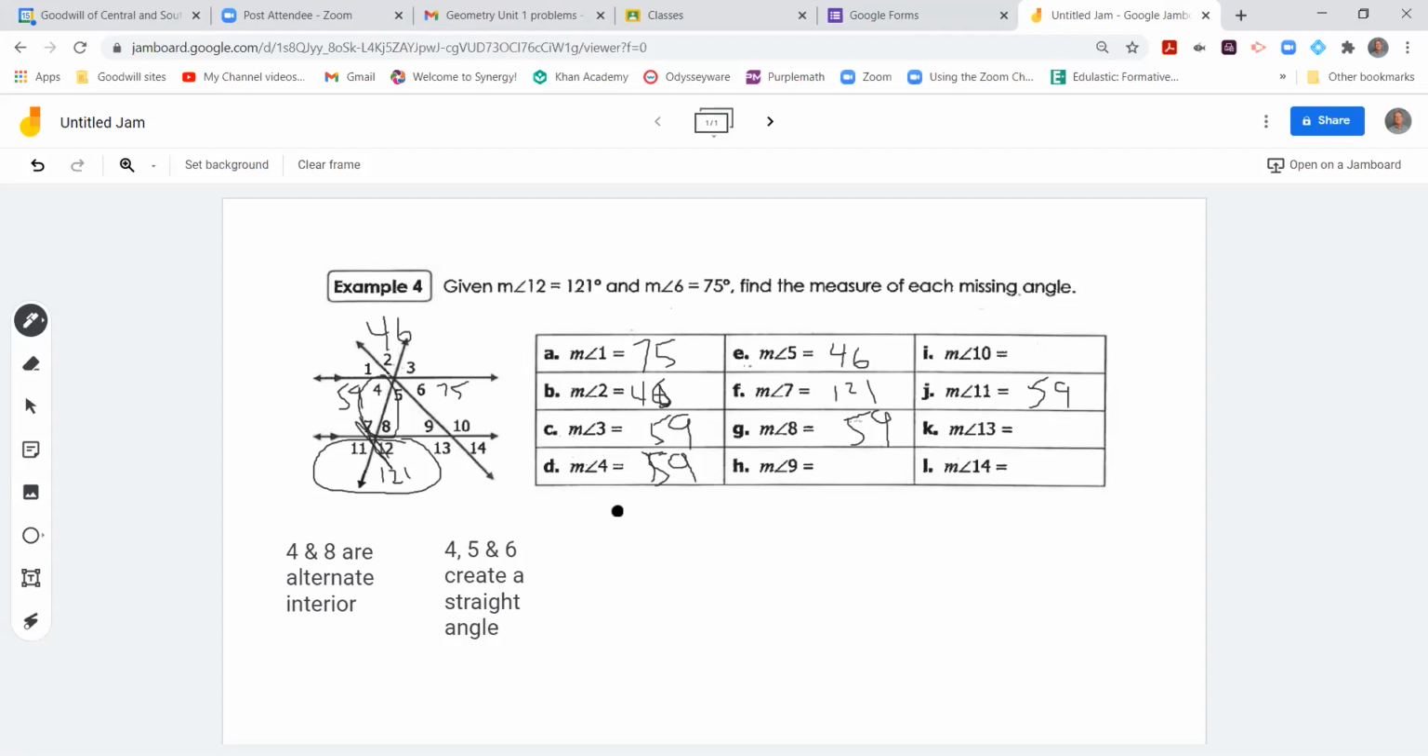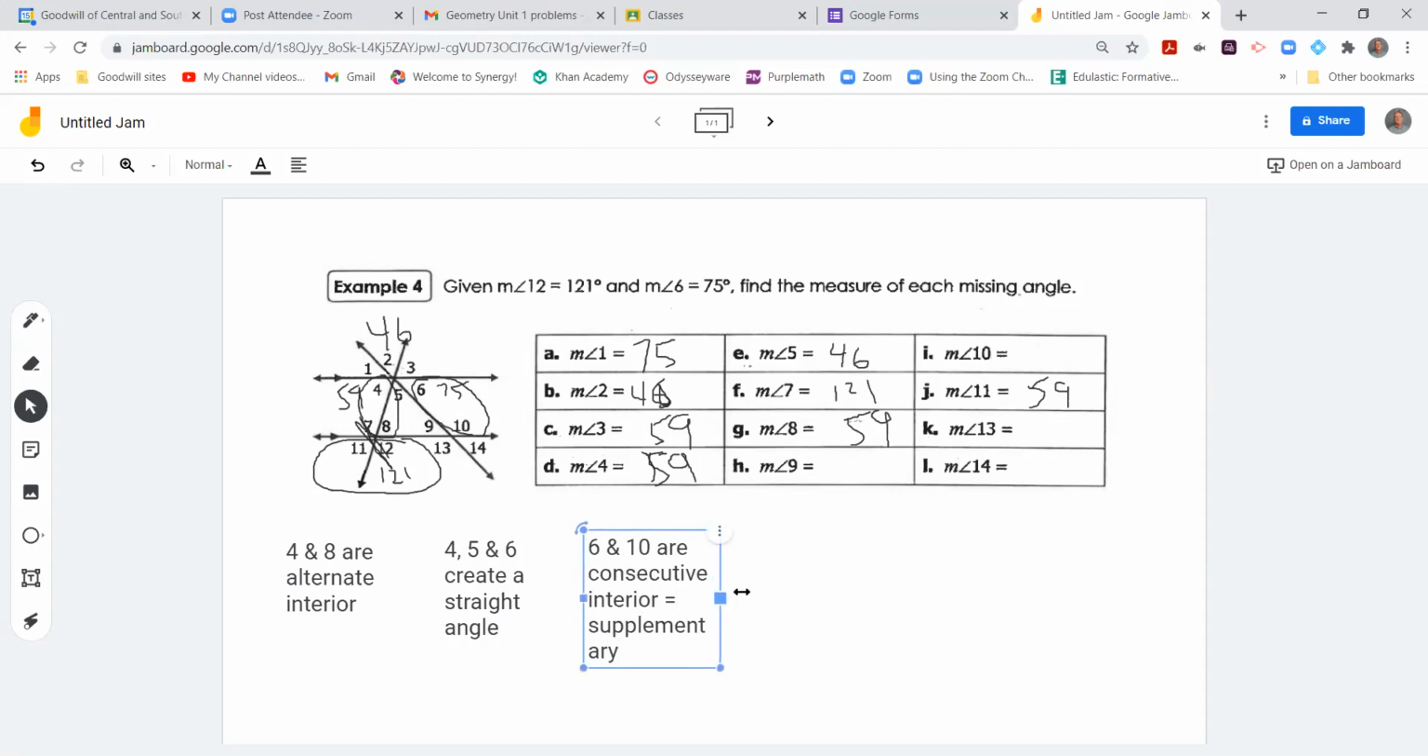All right. So how about these two, 6 and 10? Consecutive interior, which means they are supplementary. That's the oddball one. That's why I'm bringing it up. Supplementary. So 75 from 180 is 105. So that means angle 13 is 105.